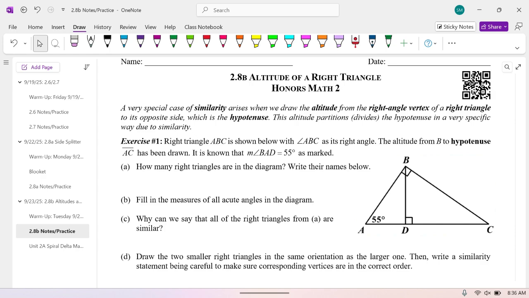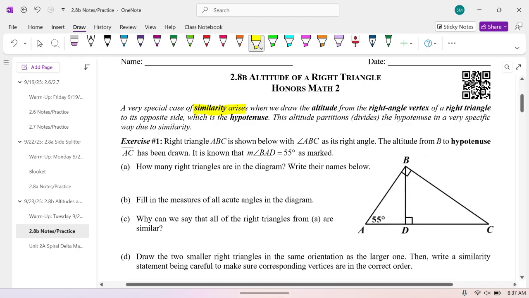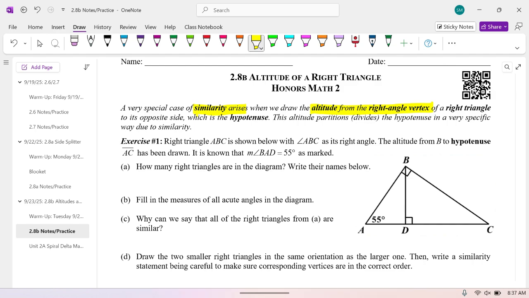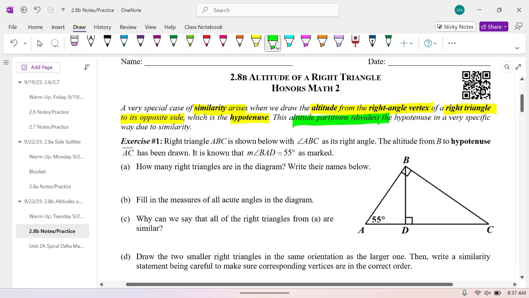So, basically, what it's going to say is if you drew an altitude in a right triangle, it would actually create 3 similar triangles. All right. So once again, when similarity arises, when we draw an altitude from a right angle vertex, so in other words, from the right angle of a right triangle to the right triangle's opposite side, so that would be the hypotenuse. The altitude partitions the hypotenuse in a very specific way due to similarity.